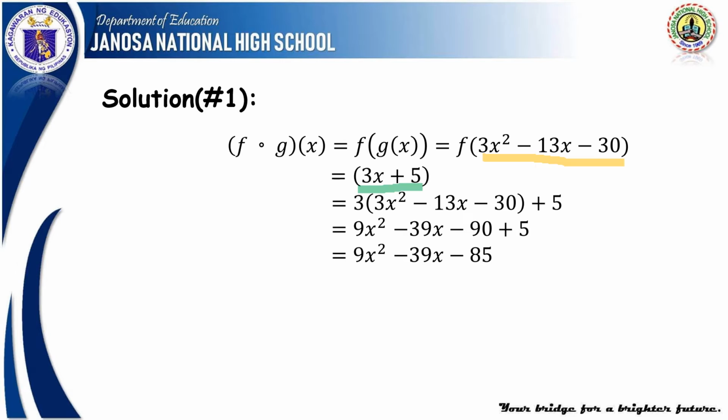So what we need to do is to replace x or substitute x by g of x, which is 3x squared minus 13x minus 30. So 3, to replace x by the value of g of x, times the quantity of 3x squared minus 13x minus 30 plus 5.